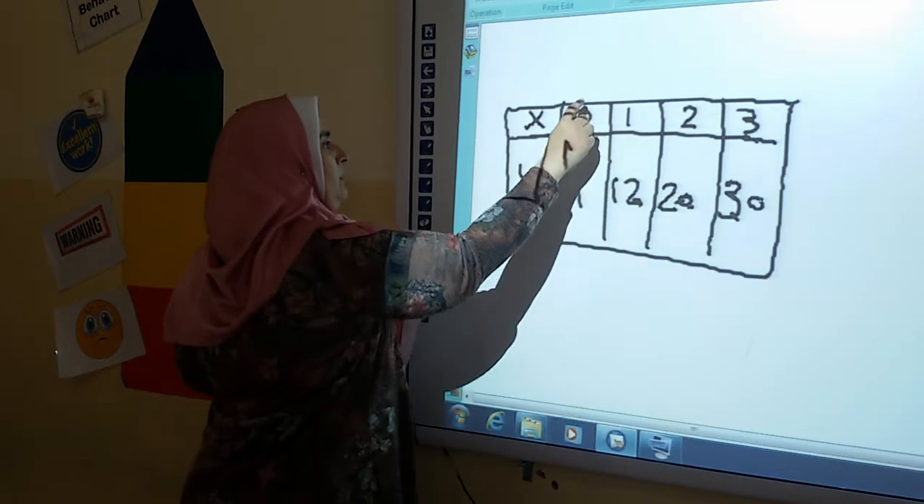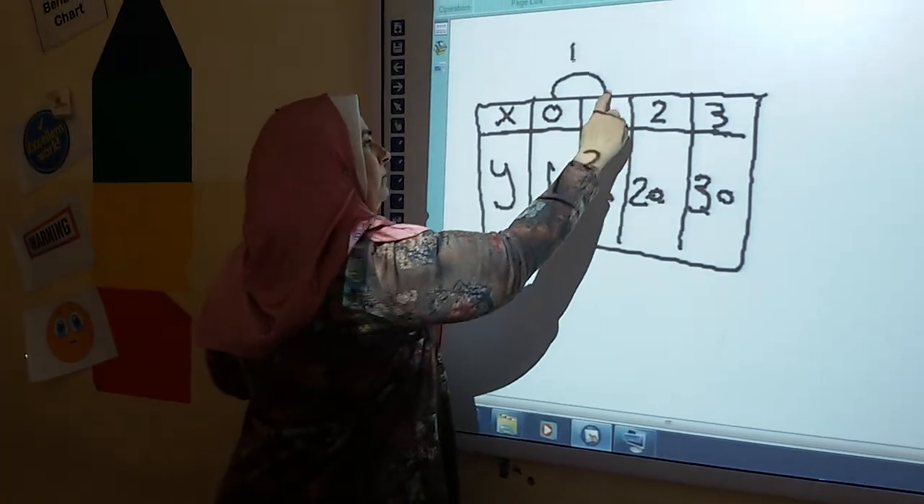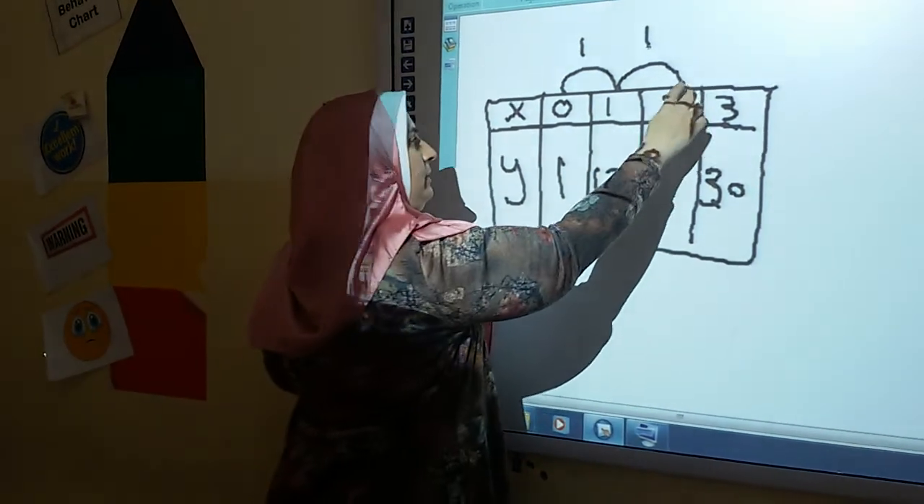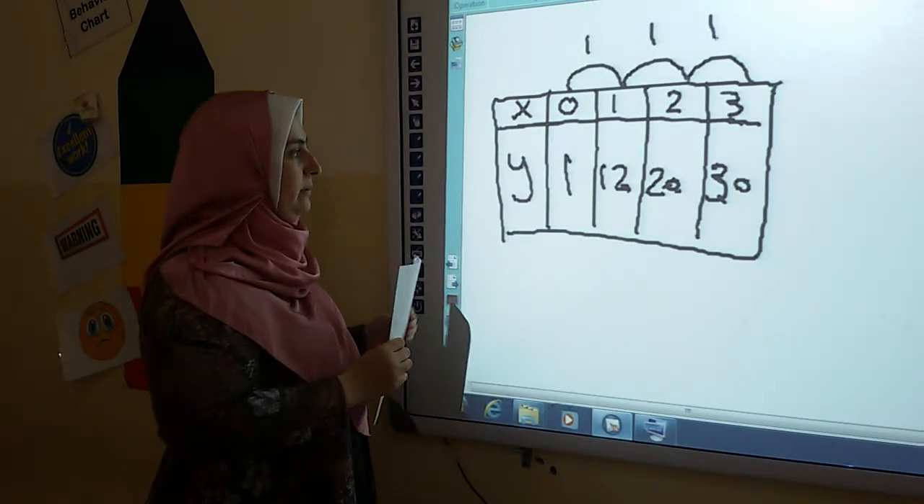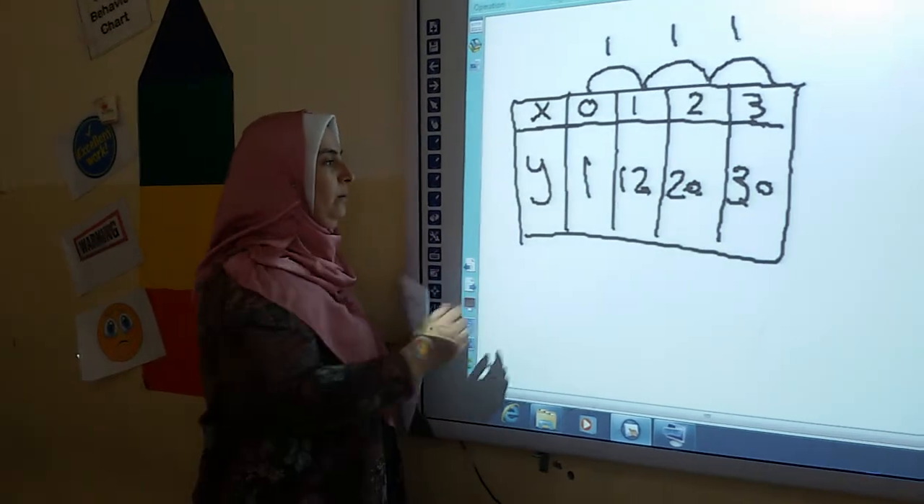Let's see the difference between 0 and 1, it's 1. The difference between 1 and 2 is also 1. The difference between 2 and 3 is 1. So I have here a constant difference. Let's see what about the y. Do I have a constant difference or not?